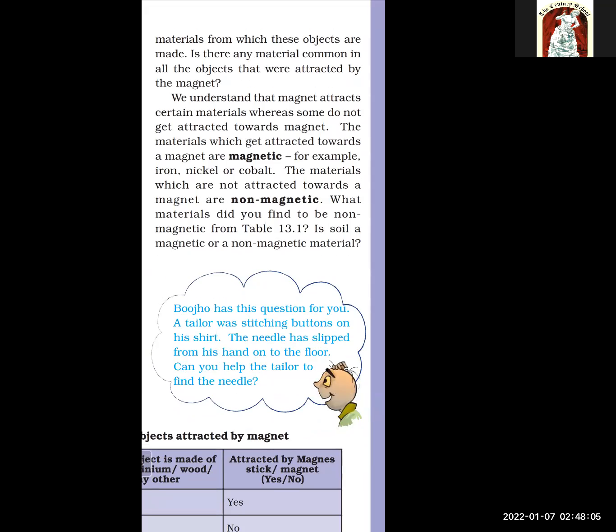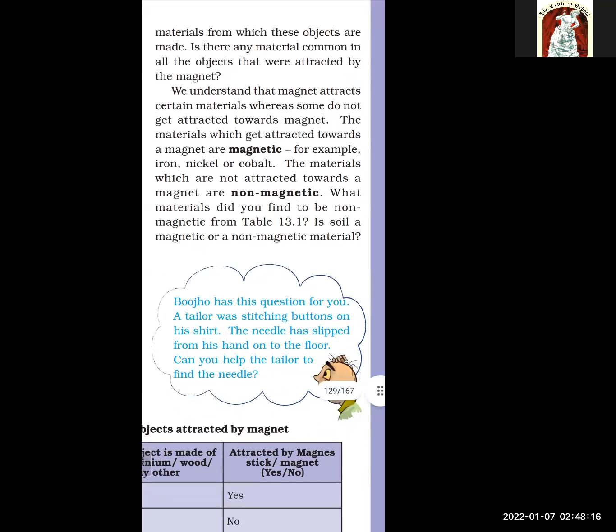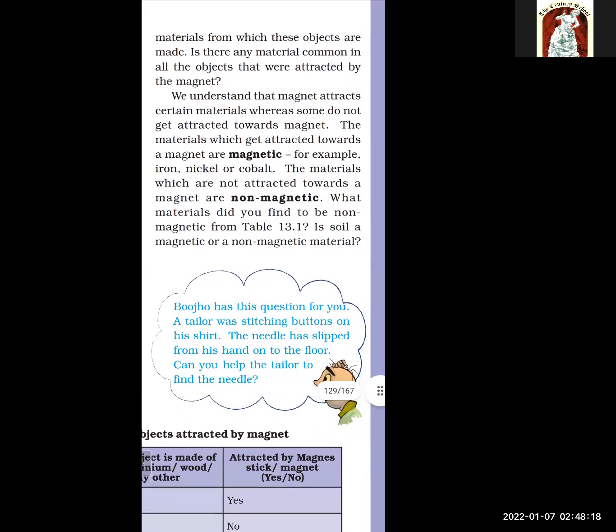The tailor has thrown the needle on the floor. We can help the tailor find the needle. How can we help? With the help of a magnet, we can find this needle, because a magnet attracts the needle, because the needle is made of iron.